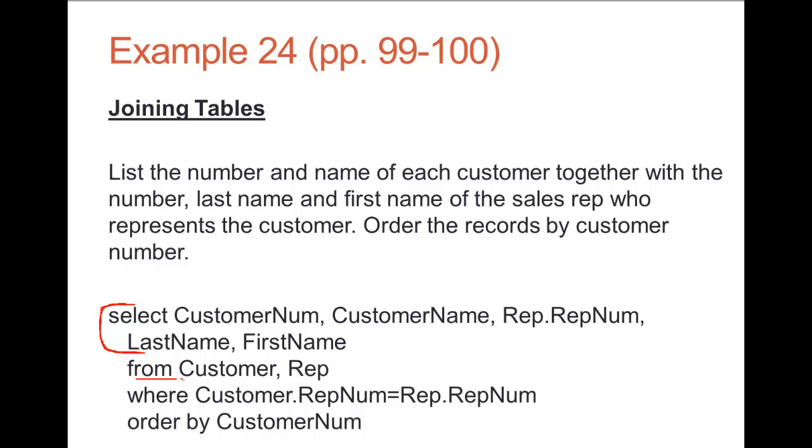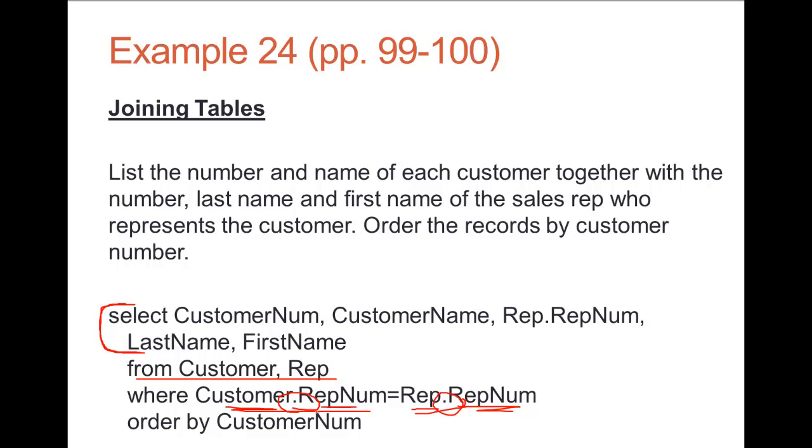And here's the name of both tables separated by a comma. Then in my where clause, I have to tell it how these two tables are related to each other. The rep number from customer equals the rep number from rep. Notice how I had to separate the name of the table from the name of the field with a period. I had to do that on both sides so that it knew.